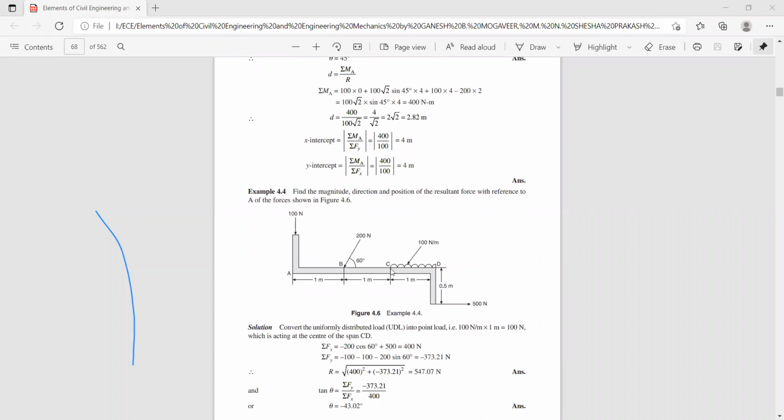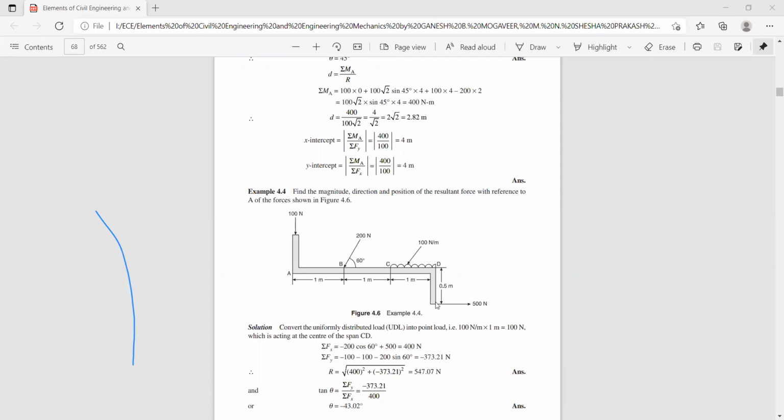And again you have converted this uniformly distributed load to a point load, which is acting exactly at the center of CD, that is about 0.5 meter from C and 0.5 meter from D. So it is acting like here, in the downward direction. We are considering the moment about this point, and this also creates a clockwise moment. That is 100 into 1 plus 1 plus 0.5, that is, the distance is 2.5 meter from the center of this CD to A. So it also creates a clockwise moment, that is 100 into 2.5.